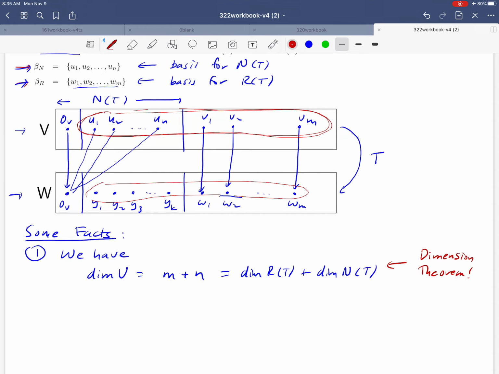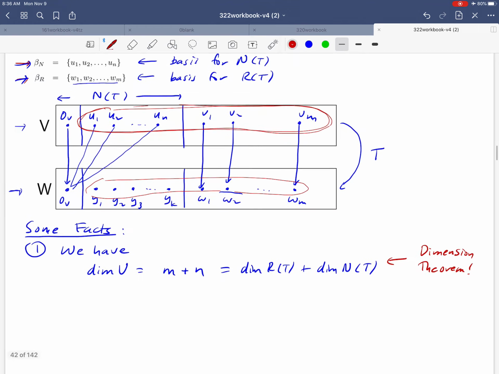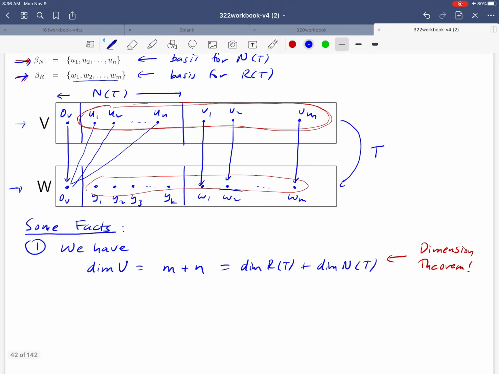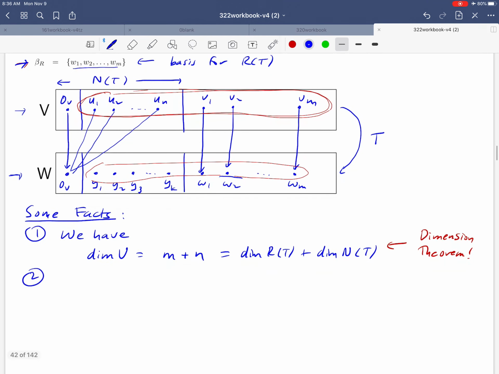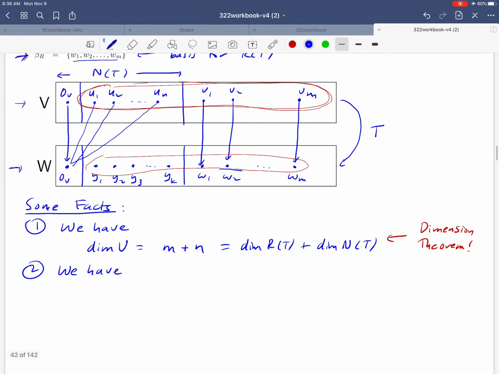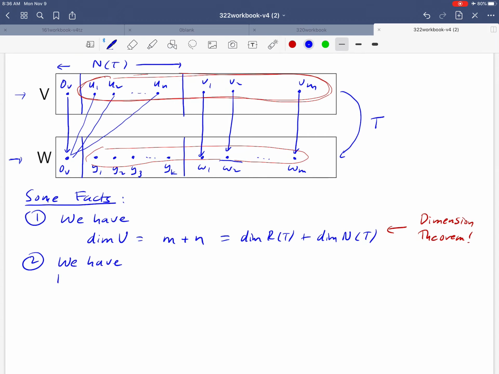Okay, one of the most important theorems in linear algebra. Okay, next, here's another thing that we might notice. Okay, so we also have, where we could ask the question, what would it take for this function to be 1-to-1?